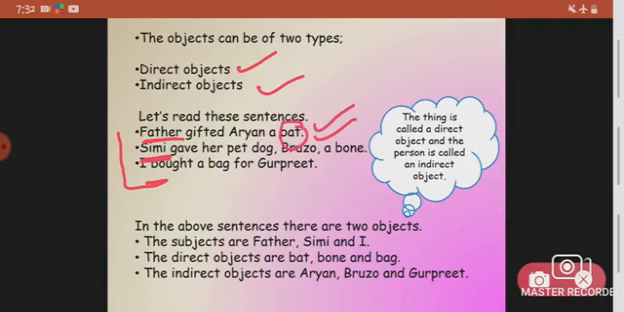And whom is the bat gifted to? Aryan. So, we have two objects, bat and Aryan. Simi gave her pet dog Bruzo a bone. What did she give? A bone. And to whom? To Bruzo. So again, two objects, Bruzo and bone. I bought a bag for Gurpreet. I bought what? I bought a bag. And for whom? For Gurpreet. Again, we have two objects, right?